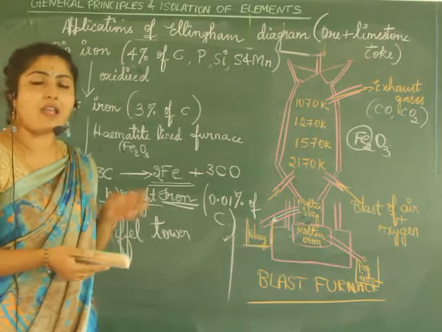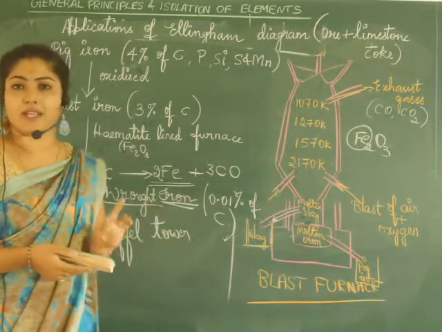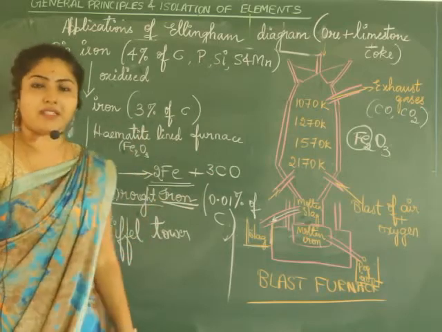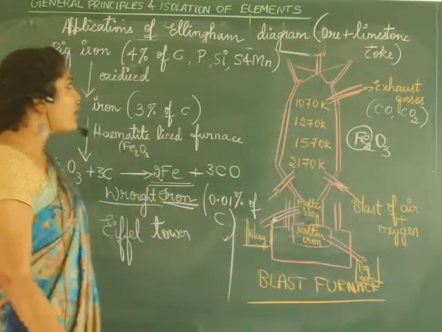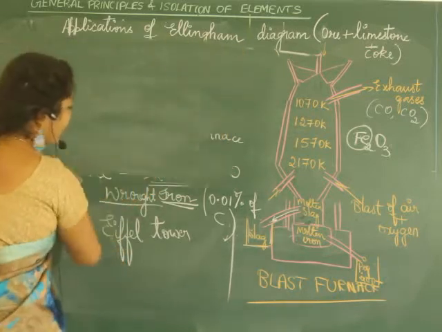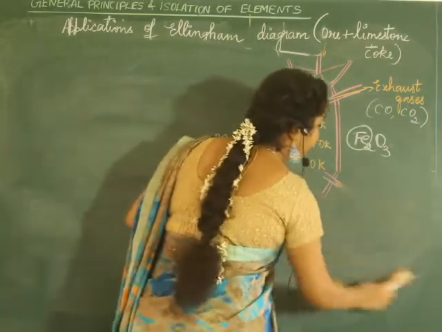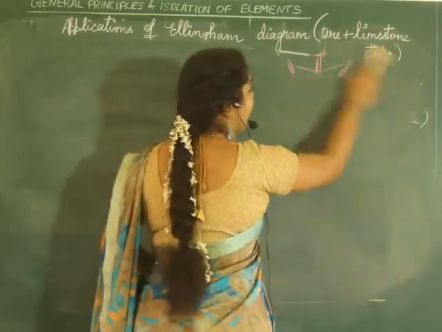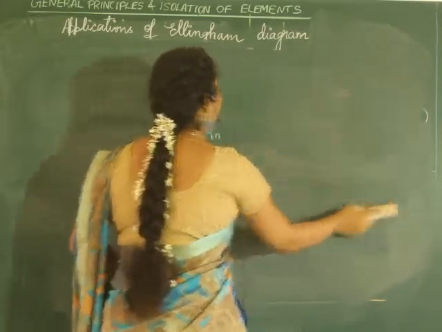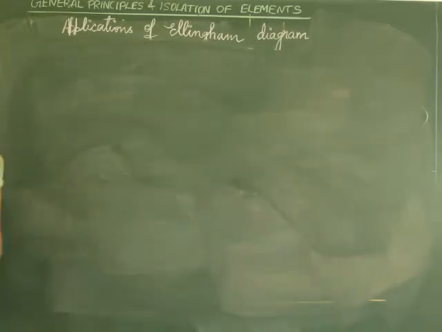Have a note of it, and the chemical reactions, please make corrections wherever required, balance the equations really well, and then remember these steps. We'll move on to the next application of Ellingham diagram, which is extraction of copper. Next is extraction of copper, for which they have given a brief explanation of how copper is extracted.